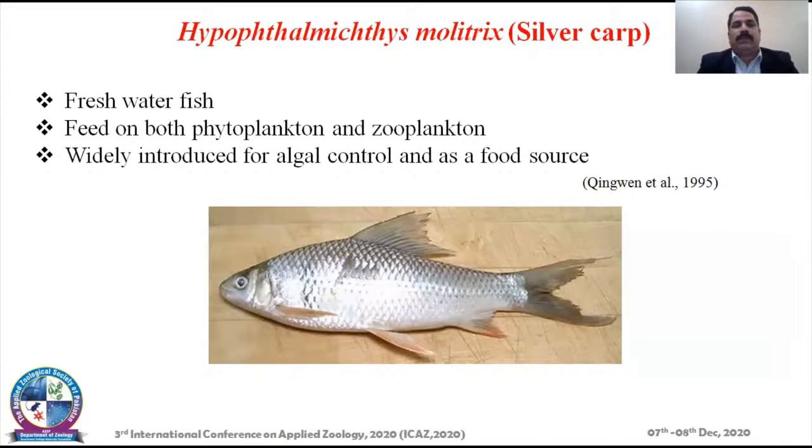Hypophthalmichthys molitrix, commonly known as the silver carp, is a freshwater fish that feeds on both phytoplankton and zooplankton. It is widely introduced in Pakistan for algal control and as a food source.